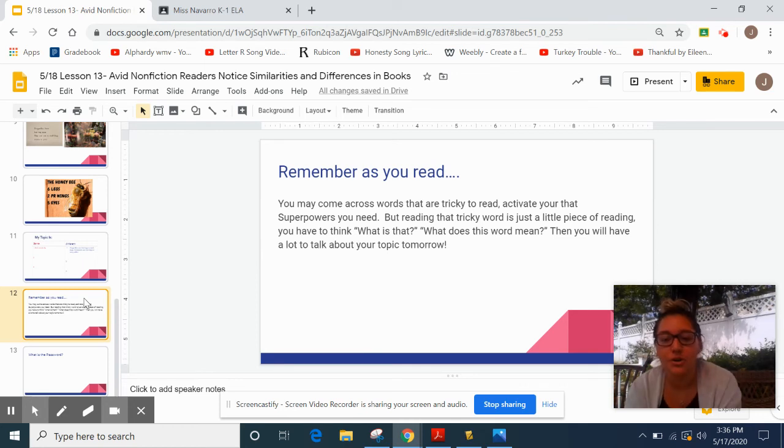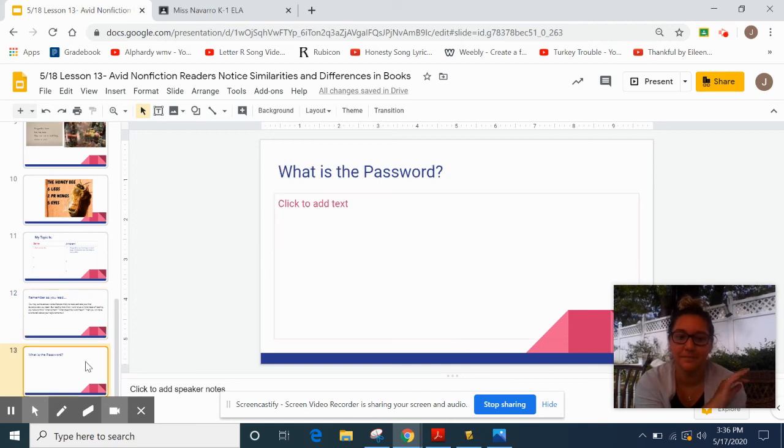Then, when you learn all those big fancy words, you will have a lot to talk about at our Zoom meeting tomorrow. Today's password is honeybee. I cannot wait to hear all the similarities and differences tomorrow.